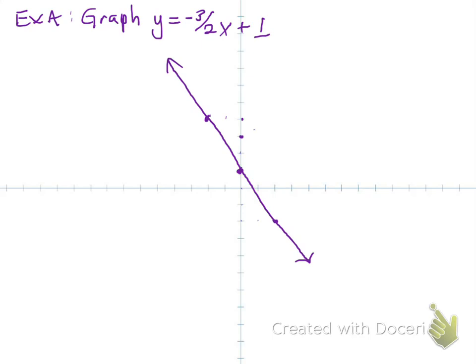Alright, next example. So example B. Whoa, sorry. Example B. We're going to graph 2y minus 4x equals -6.